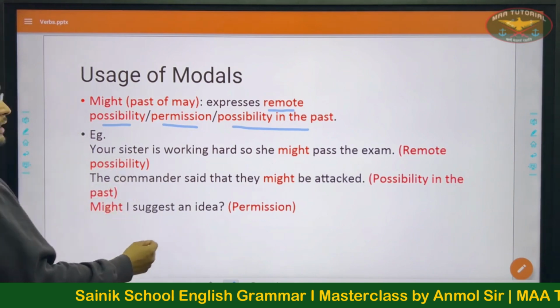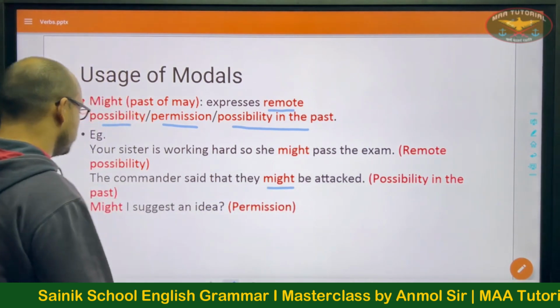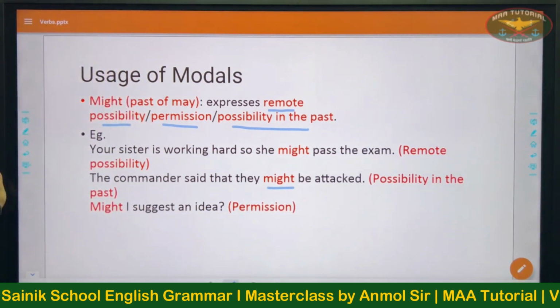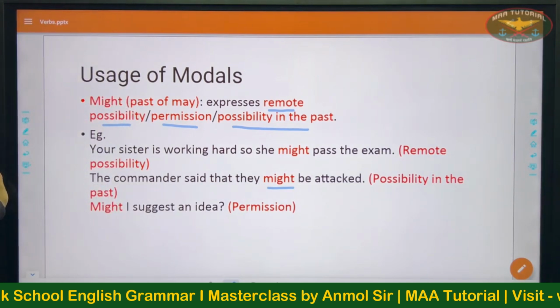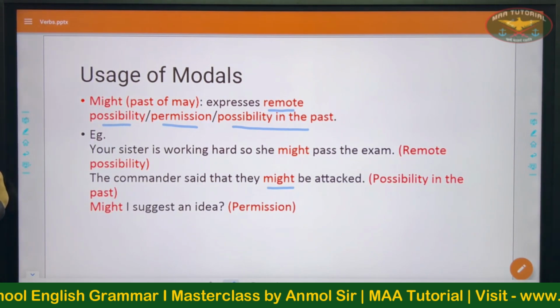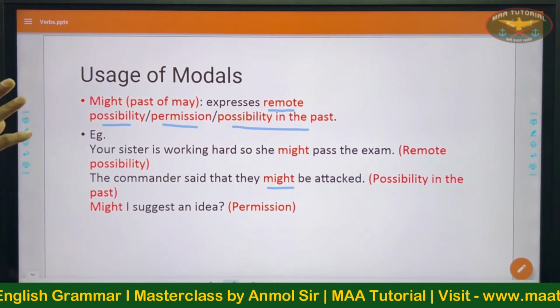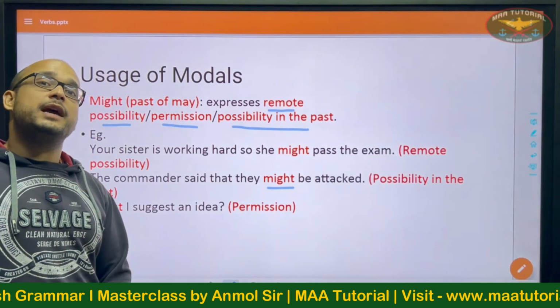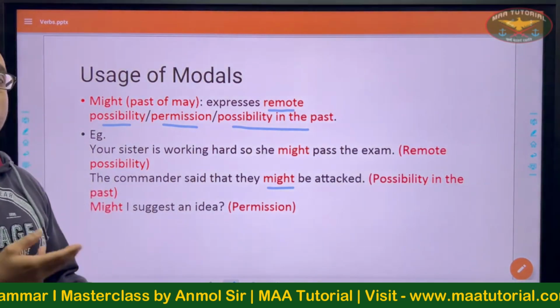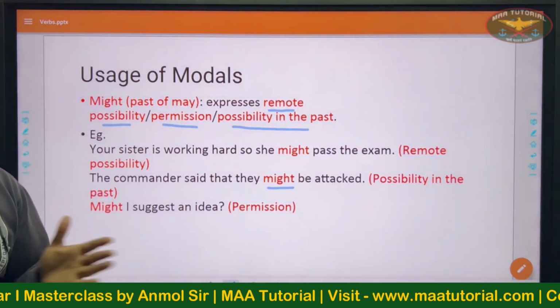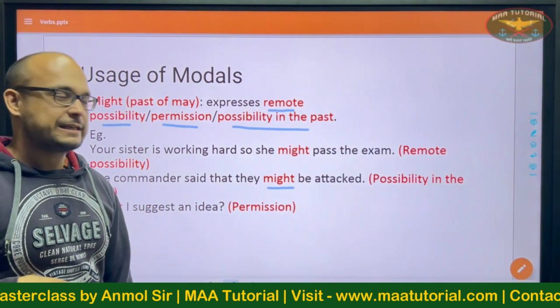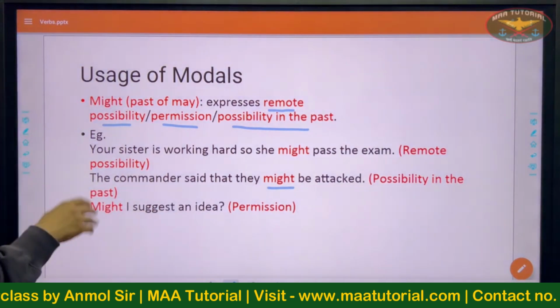The commander said that they might be attacked. Possibility in the past. We're talking about the commander having said, and in the present form, he would have said, we may get attacked. But now, because we're talking about it in the past, we will replace may with might. The commander said that they might be attacked.